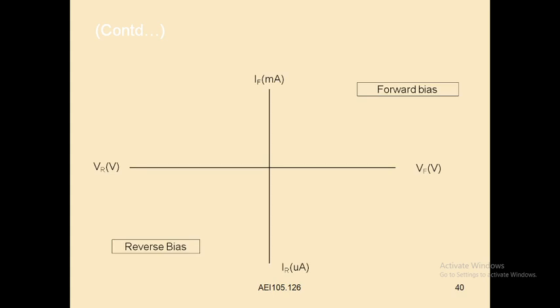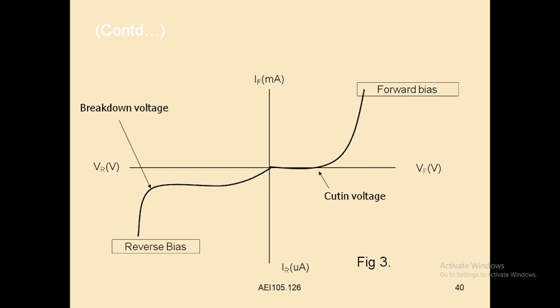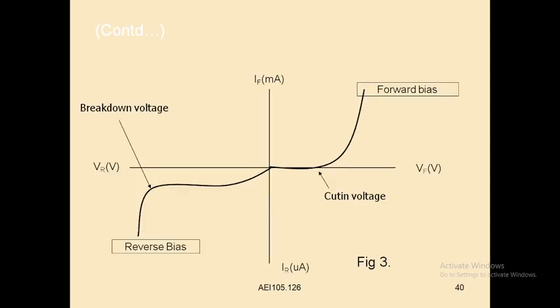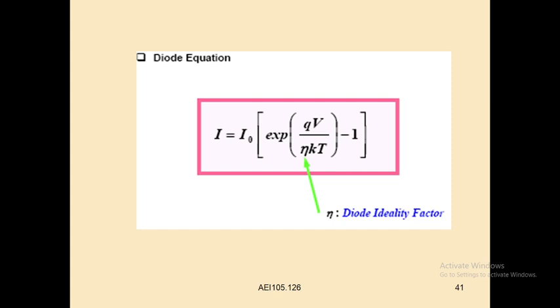This figure shows the graphical representation of the diode connected in forward bias condition. Here, as the voltage increases, the current also increases in forward bias. In reverse bias, as we go on increasing the supply voltage, the current remains constant until the sudden breakdown voltage. This is the diode equation. Eta is the ideality factor, and this value will vary depending on the semiconductor material used for the preparation of the PN junction diode.